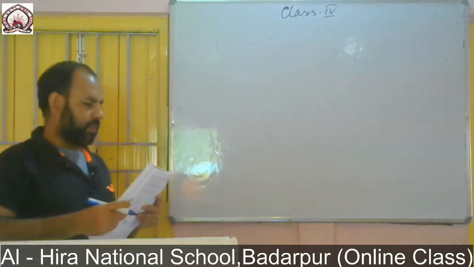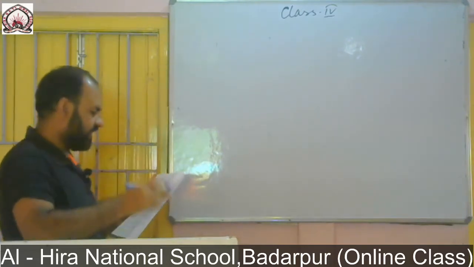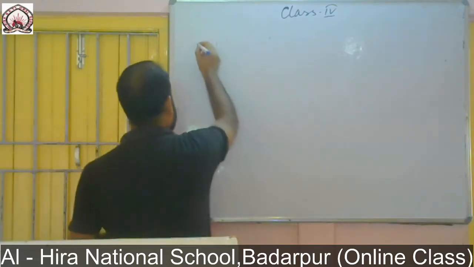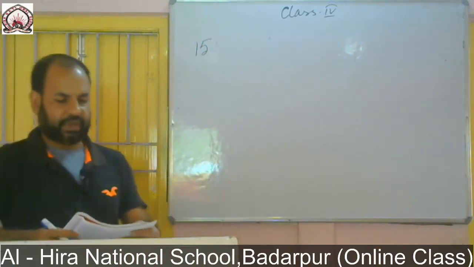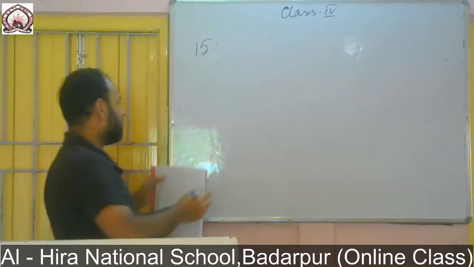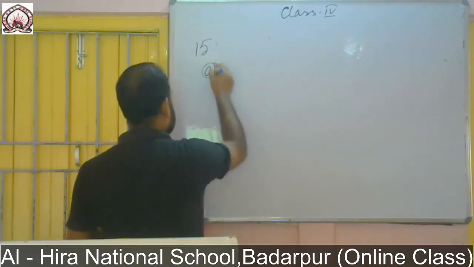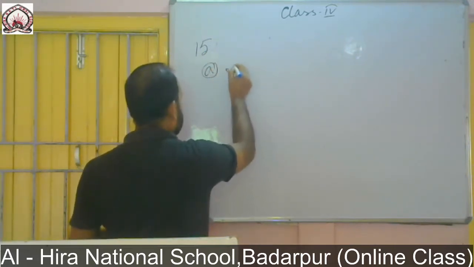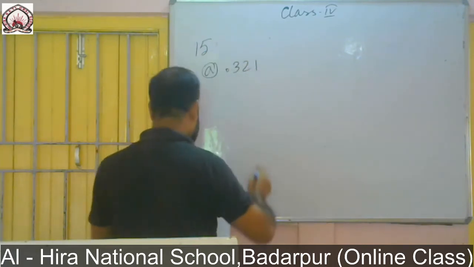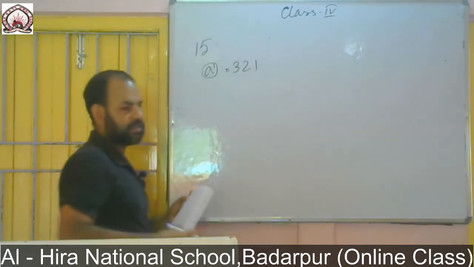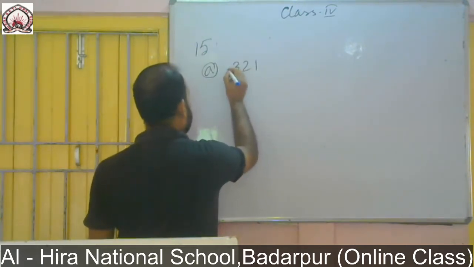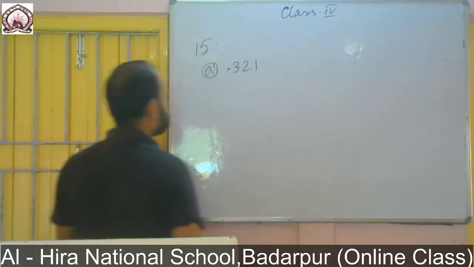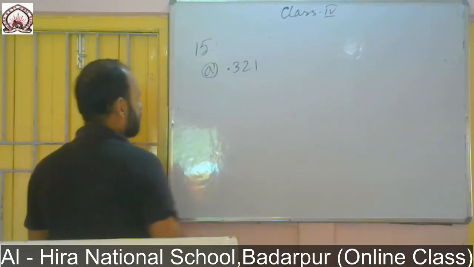Write the place value of each digit. Question number 15. Write the place value of each digit. So question number A, 15A, 0.321. We write the place value of each digit. It is 0.321.